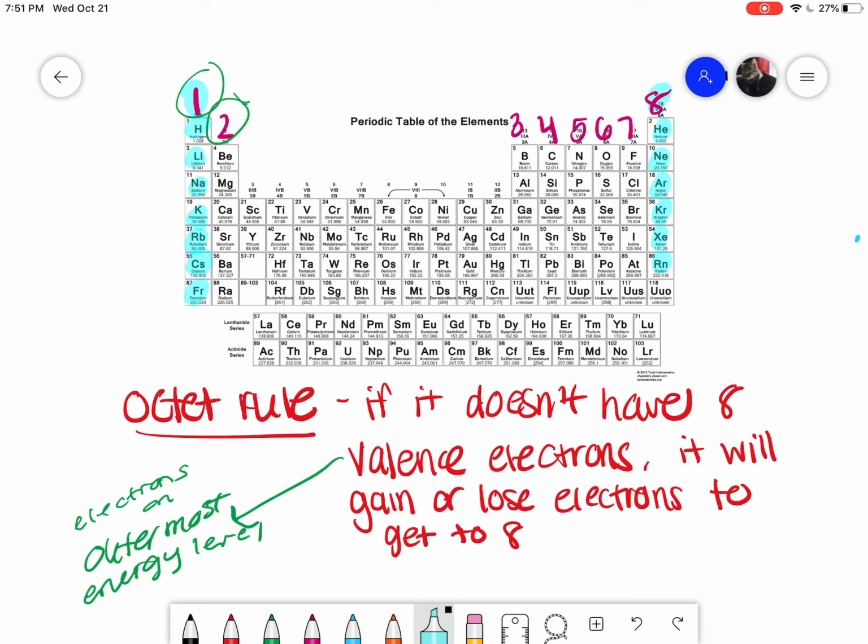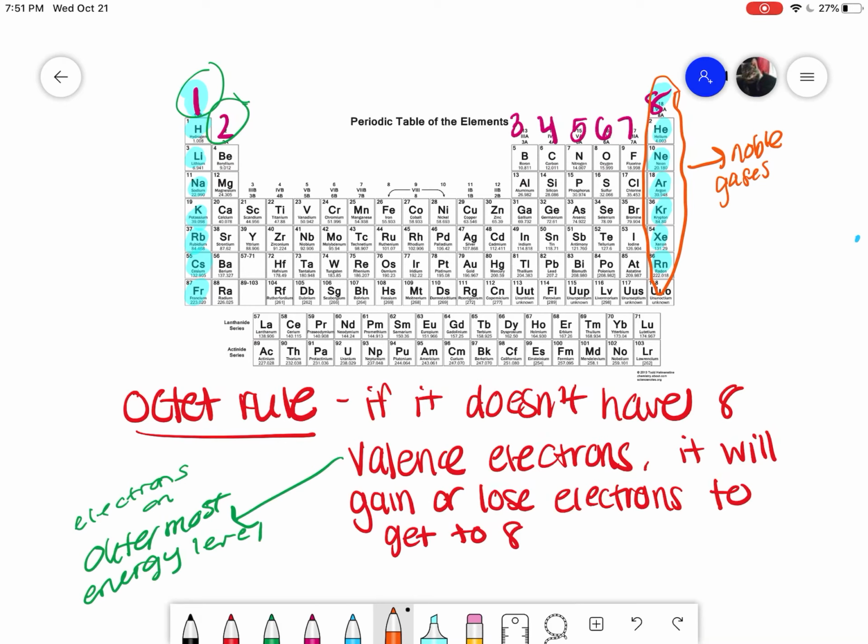And so this 8 column right here, they're already at that 8 valence electrons, so they're actually pretty special, and these guys are called our noble gases. So our noble gases don't need to gain or lose valence electrons to get to 8 because they already have it. Everything else will need to do so.